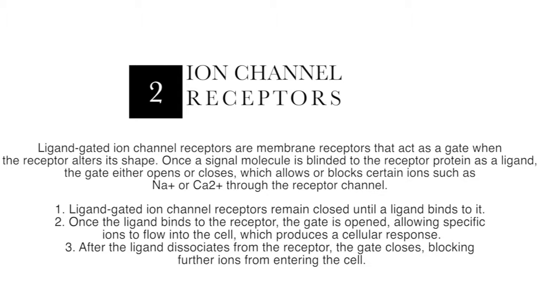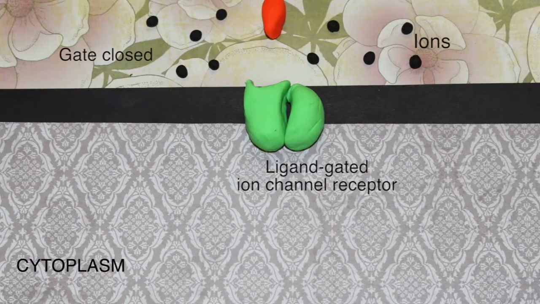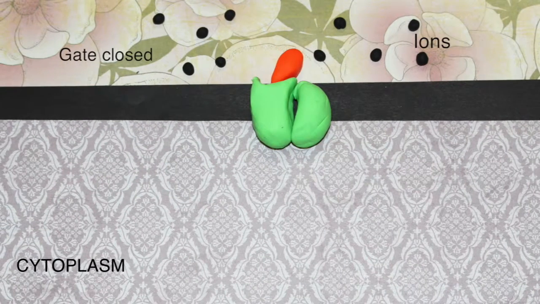Ligand-gated ion channel receptors are membrane receptors that act as a gate when the receptor alters its shape. Once a signal molecule is bound to a receptor protein as a ligand, the gate either opens or closes, which allows or blocks certain ions such as sodium or calcium through the receptor channel. Ligand-gated ion channel receptors remain closed until a ligand binds to it.